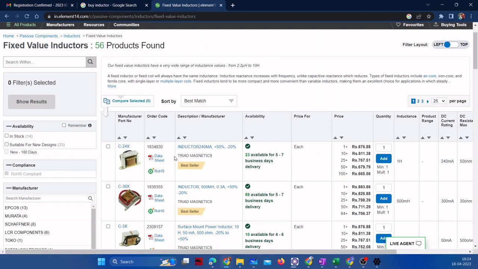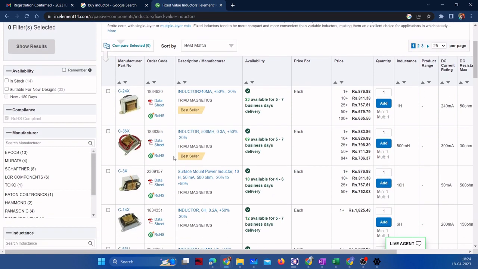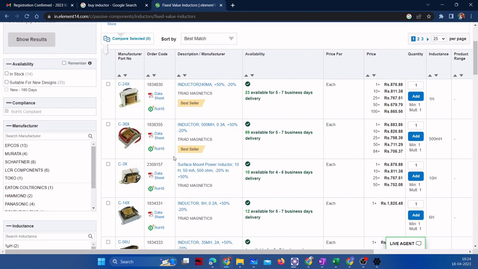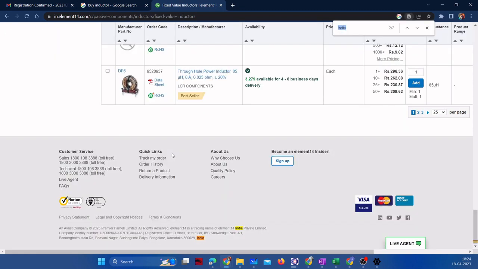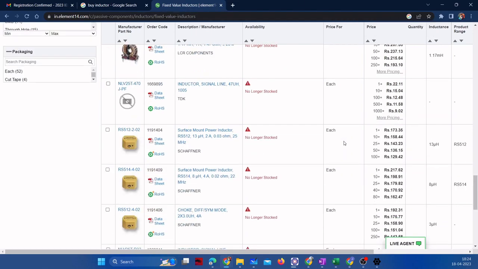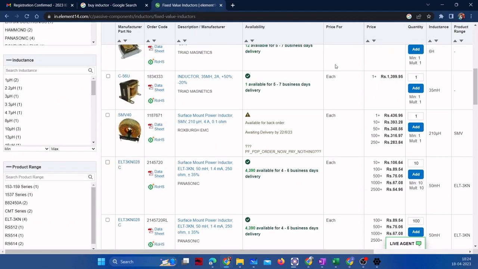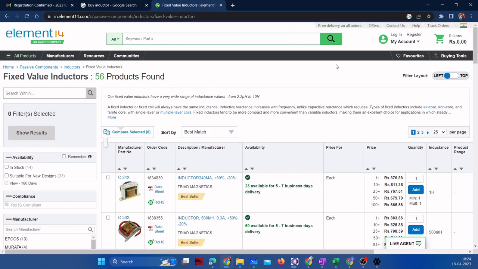Then you can see the data sheets. But sir, here only we searched for custom made. For my mini project, we searched for some components here, but we couldn't find custom made. Okay, so for custom made, you have to contact them. You just write a mail to them that you need so and so value of inductor.